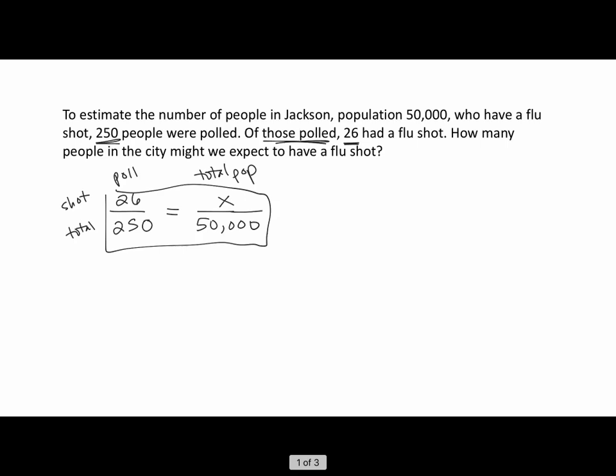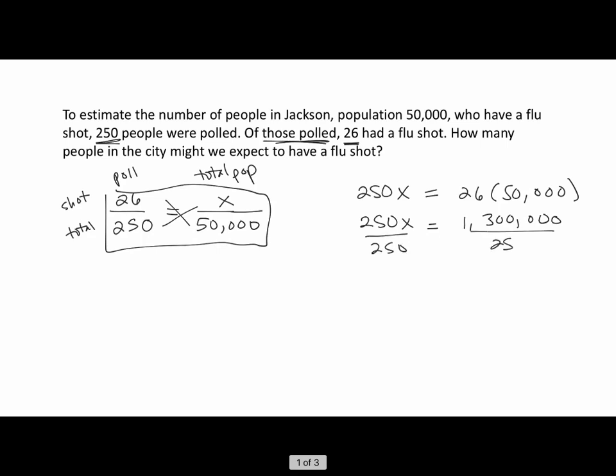We just need to take those cross products. So 250 times x is the same as 26 times 50,000. So 250x is 1,300,000. And then we just need to divide by 250 to get x by itself on the left side. So we divide and we find that's 5,200. So does that make sense?